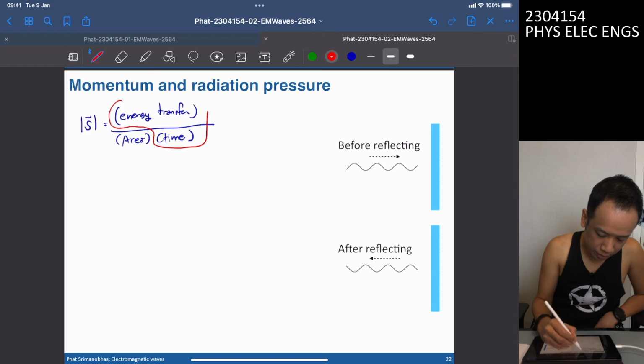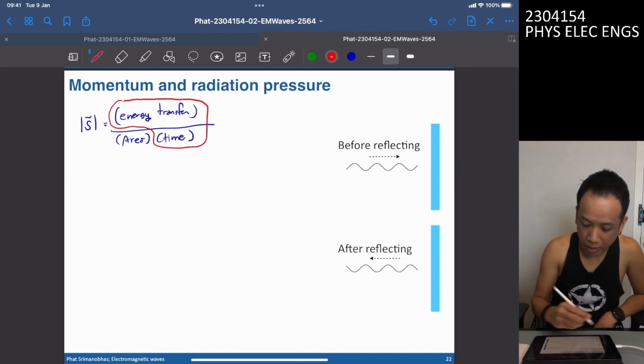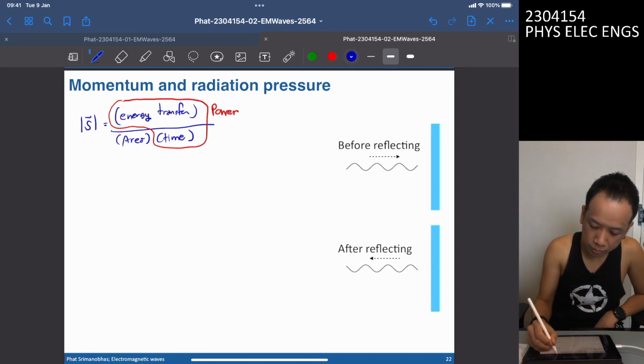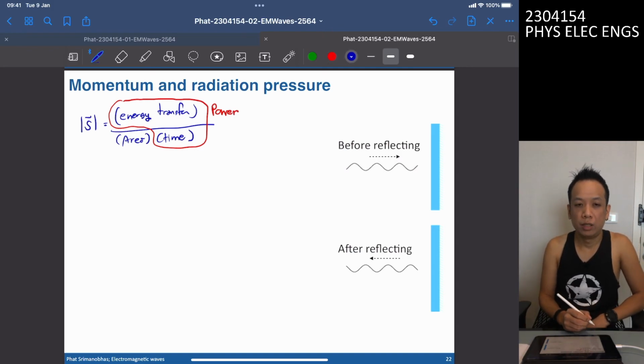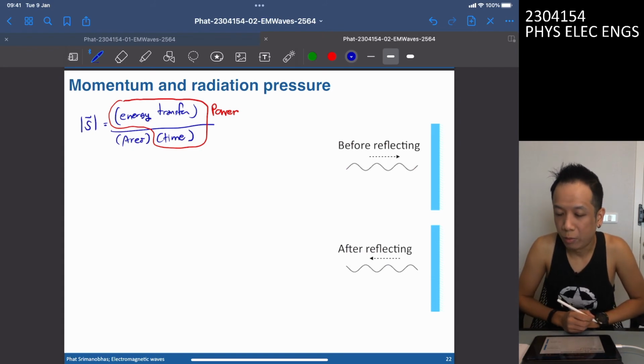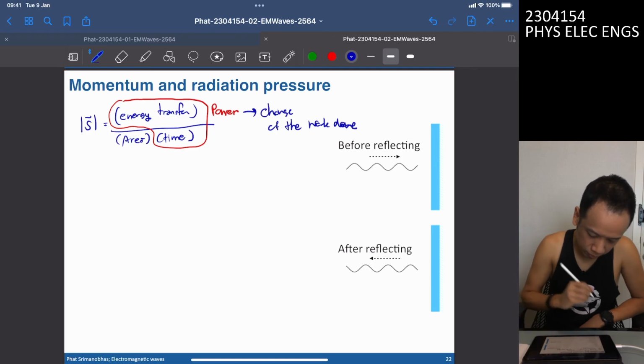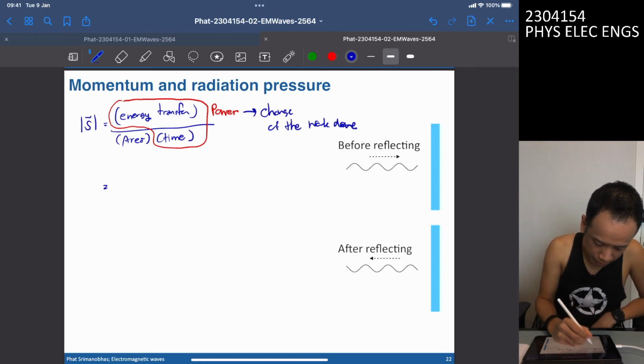And we know that the energy transfer per area is the power, right? This is power. What is the power? When you learn the mechanics, the power is the differentiation, the change of the work done, right? The power is the change of the work done. So you can say that this is 1 over area times the change of the work done.